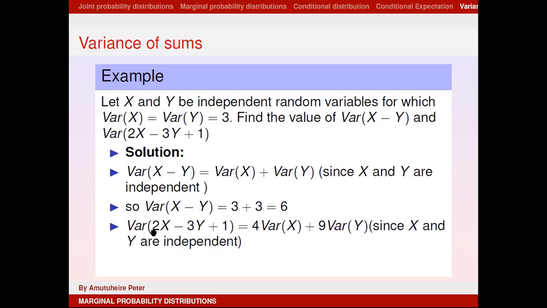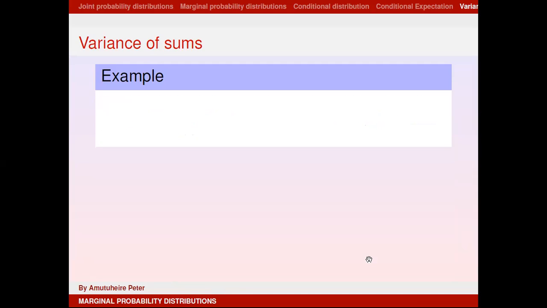The variance of 2x minus 3y plus 1, from the formula, is 2 squared, which is 4, per x, plus negative 3 squared, which is 9, per y. Since they are independent, the covariance will be 0. So we substitute in this formula, 4 times 3 plus 9 times 3, and we get 39.